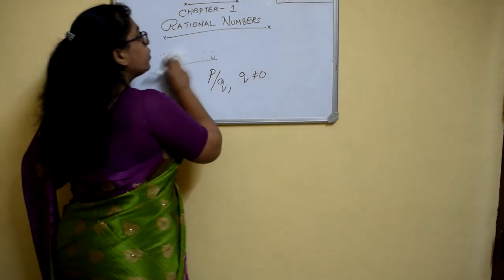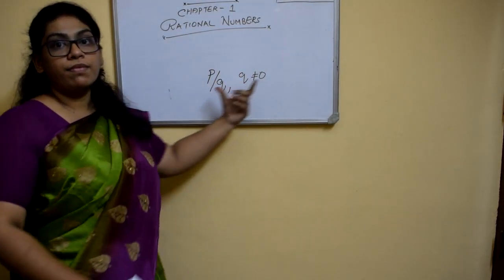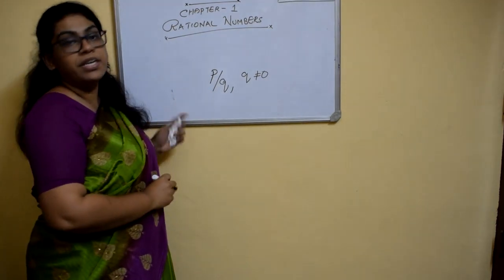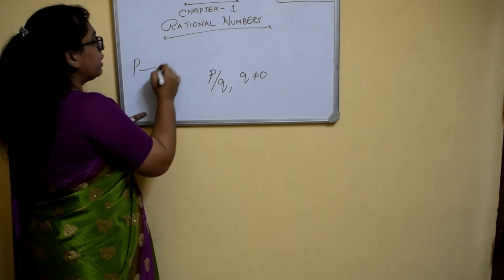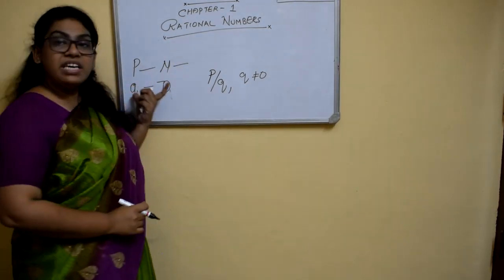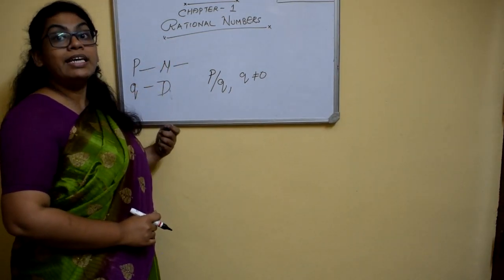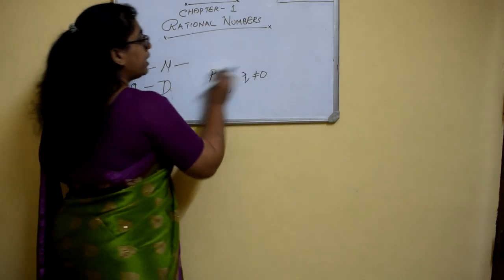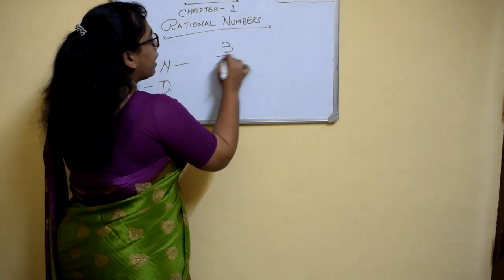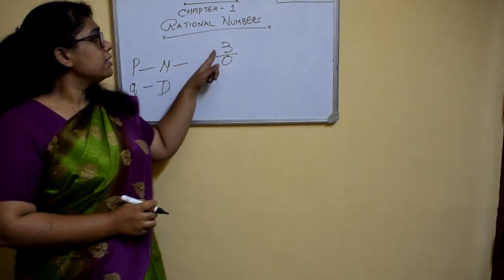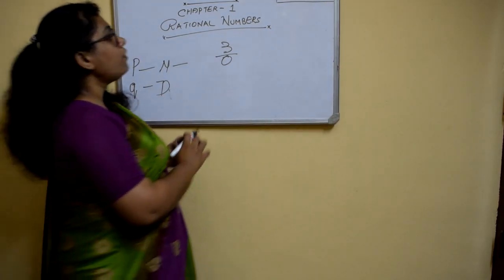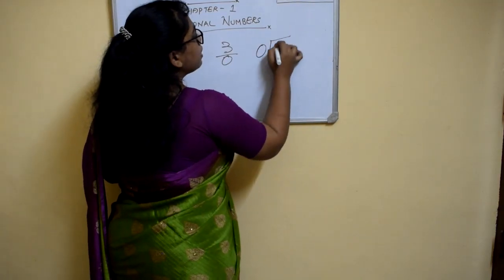Do you know why Q is not equal to 0? Here in P by Q, P is our numerator and Q is our denominator. That means P is a dividend and Q is a divisor. One example I will show you, 3 by 0. Here 3 is the dividend and 0 is the divisor. How can we divide 3 by 0?